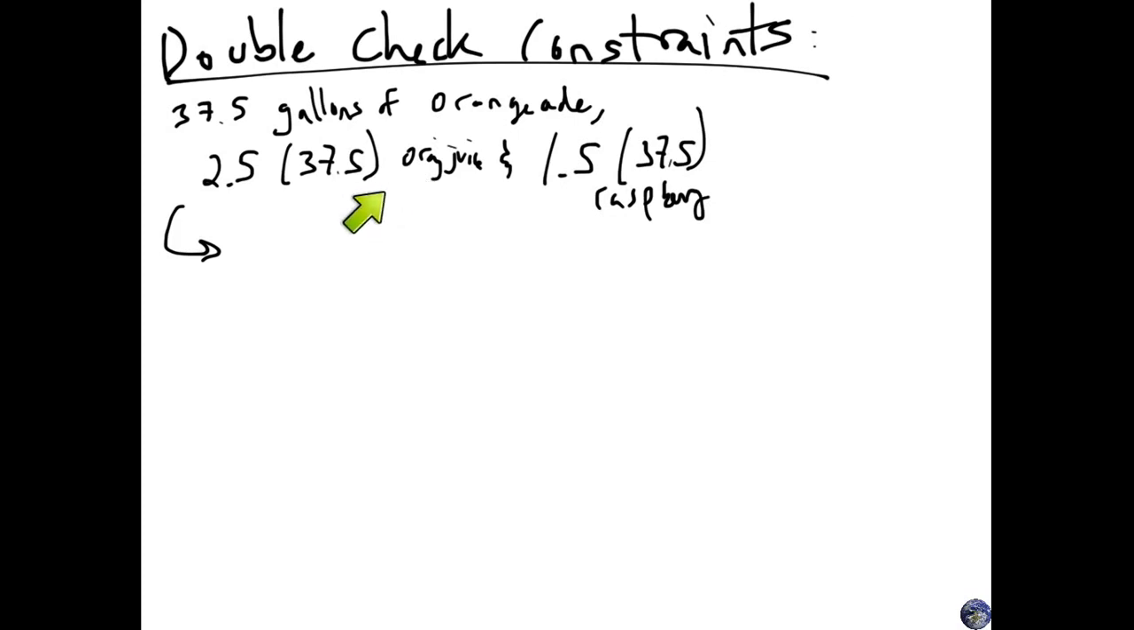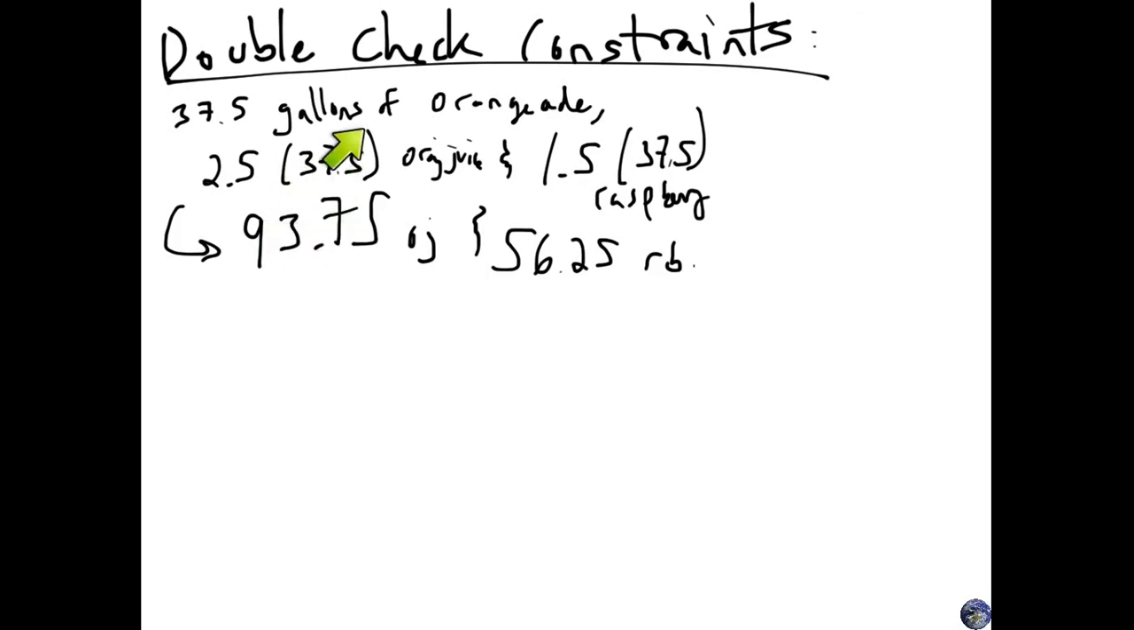So if it's 2.5 quarts for every single gallon, we'd have to multiply the 37.5 gallons we want to make. And so that's going to say it's going to take 93.75 gallons just of orange juice to make the orangeade, and 1.5 times 37.5, which is 56.25 quarts of raspberry juice. So all of that is what it takes just to make the orangeade. Well, let's take a look at the berry fruity.